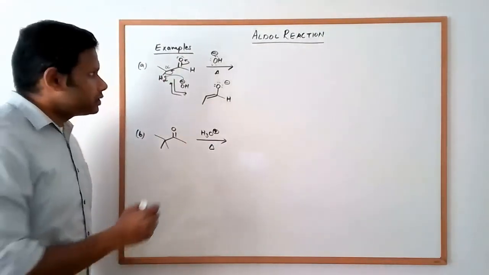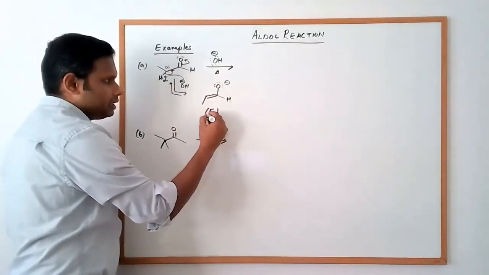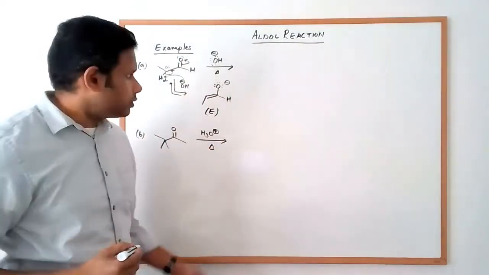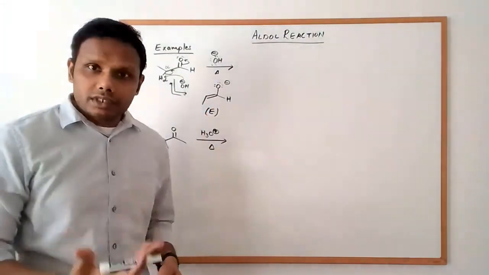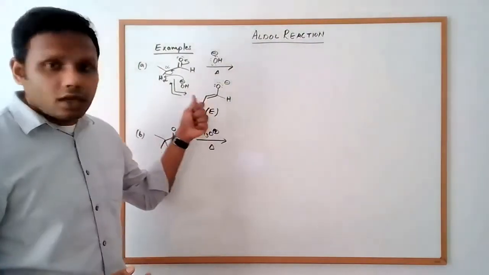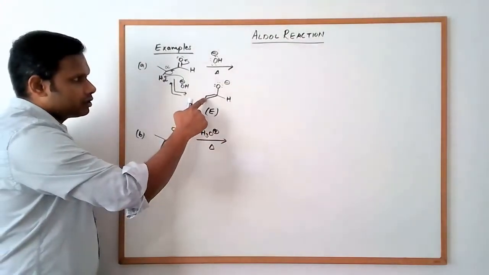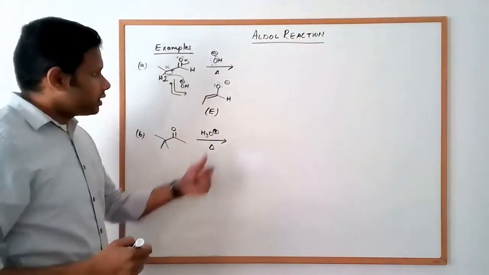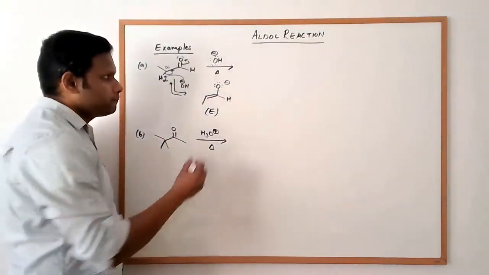Now, one thing to notice here is I am drawing this enolate in the E configuration. That's because we do have a double bond here, and the more stable alkene would be the E alkene in this case. So I'm not drawing the Z alkene. The Z alkene would be where the methyl group is pointing up. That would be the Z alkene, but we're drawing the E alkene over here.